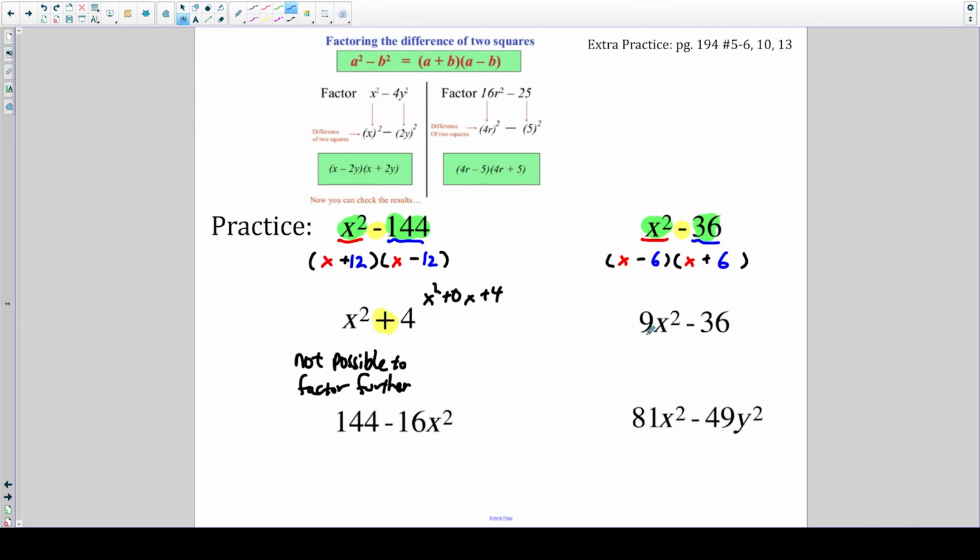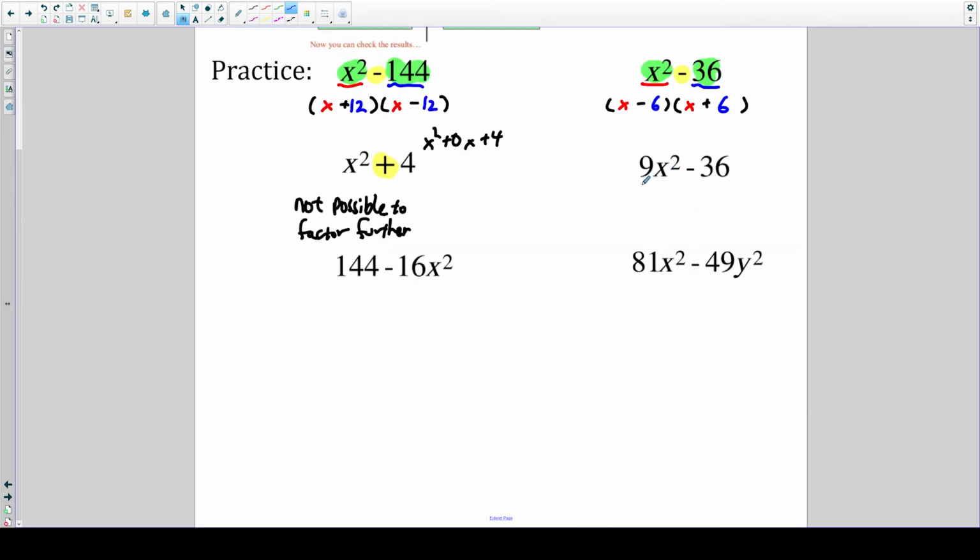Something that we want to keep in mind whenever we're working with differences of squares is that we can still factor out a GCF first if we're able to. So in this example, I can factor out a GCF of 9, which leaves us with x squared minus 4. So we can factor the x squared minus 4 as your difference of squares. So we can go x plus 2, x minus 2, and your 9 can come down just in front.